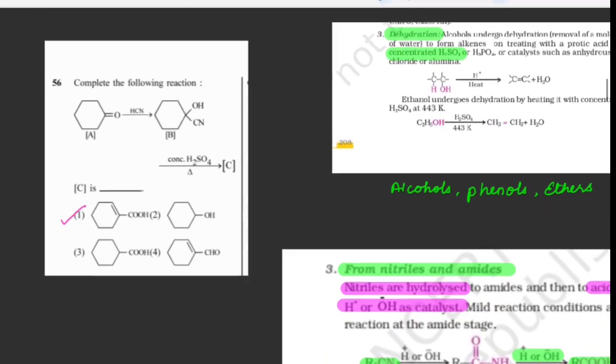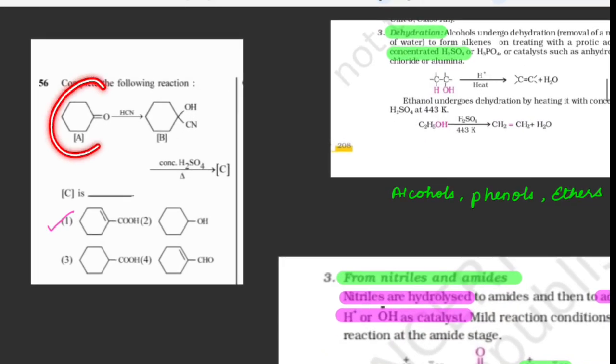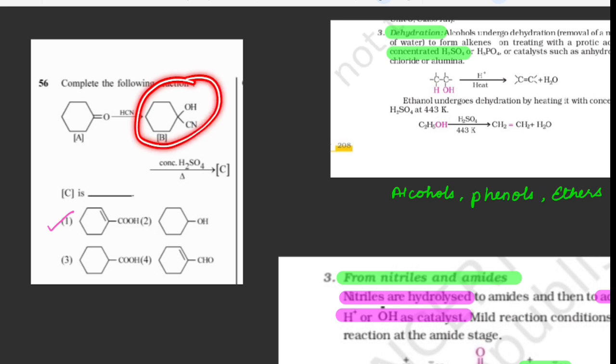Next question: this is a ketone. The ketone is treated with HCN, and the product is given. In the next step, when this is treated with concentrated sulfuric acid and heated, what is the product obtained? See, you have to identify.